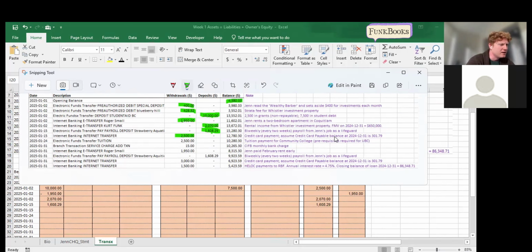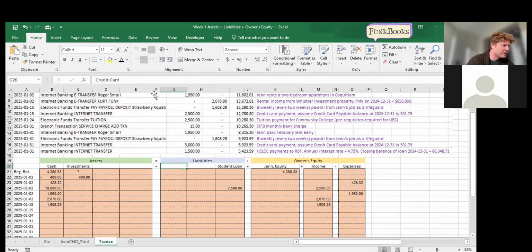And here it says assume the credit card payable balance at the end of 2024 was 301.79. So let's add that information here. So this is a liability. So the credit card did indeed have $300 owing on it at the beginning of the year. And this would actually impact our equity at the beginning, right? Because this is money that we owe. So we would actually need to reduce the equity by that amount, because otherwise, our assets, let's just add that up there, 4380, wouldn't equal liabilities plus owner's equity. So that would be our beginning balance.